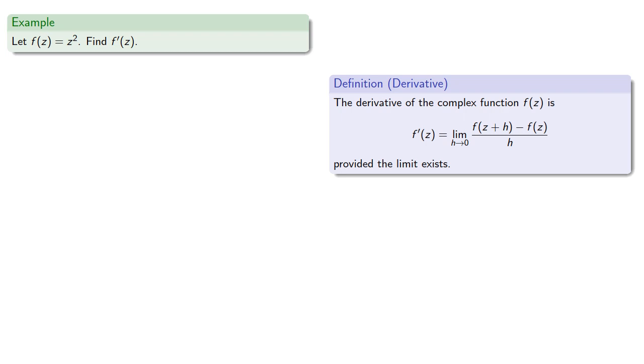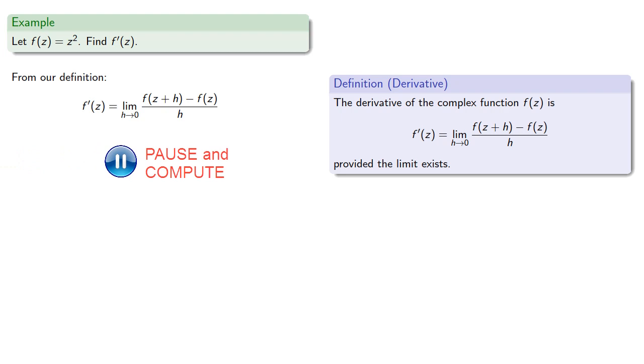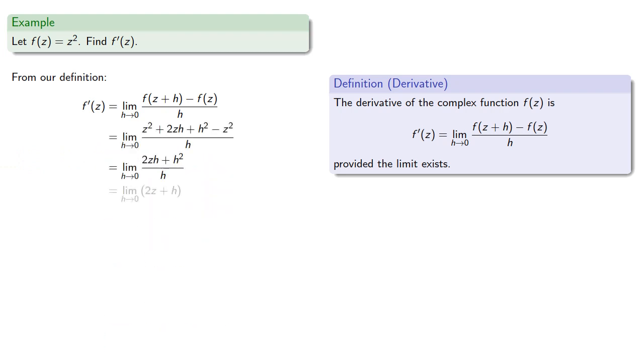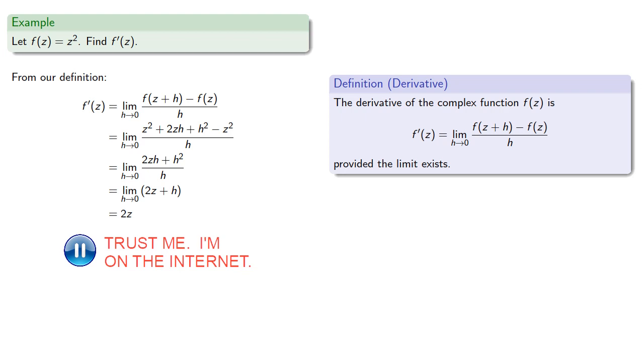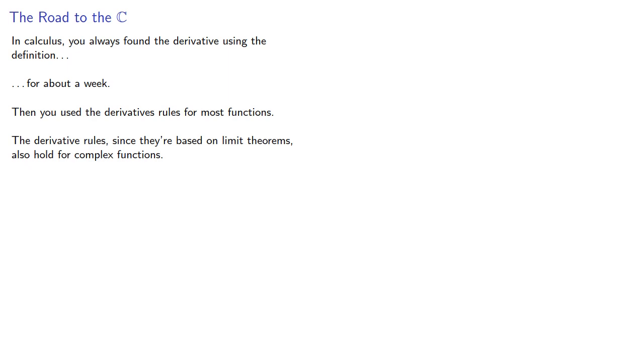Let's find f prime of z. So definitions are the whole of mathematics. All else is commentary. So we'll pull in our definition of the derivative. And so we find so, in calculus, you always found the derivative using the definition for about a week. Then you use the derivative rules for most functions. The derivative rules, since they're based on limit theorems, also hold for complex functions.